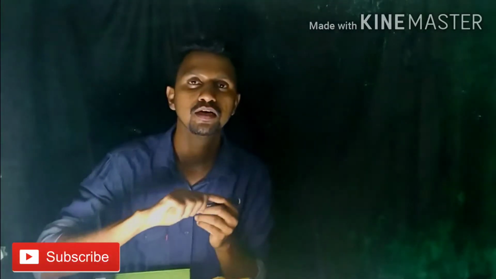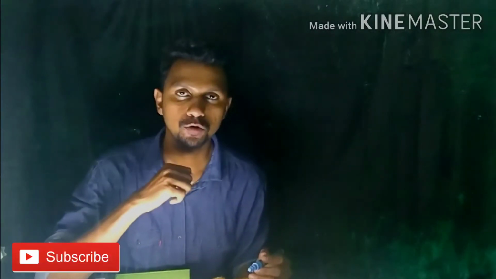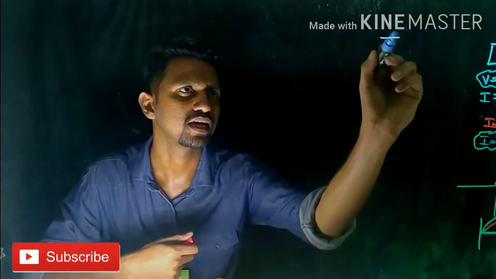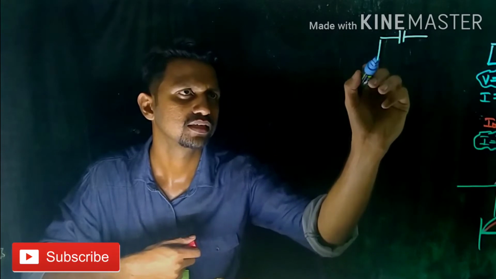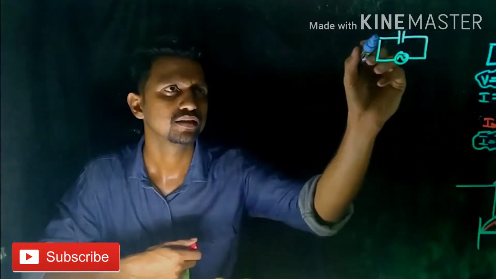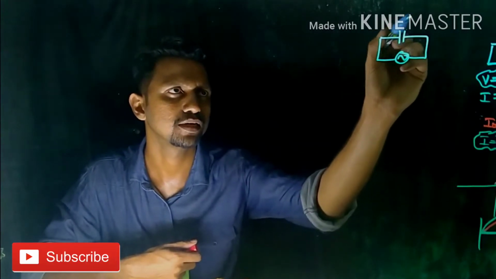Hi friends, today we are going to speak about alternating current. In alternating current, let's have a circuit like this. This is a capacitor which is connected to an alternating power supply. The capacitance of the capacitor, let it be C.